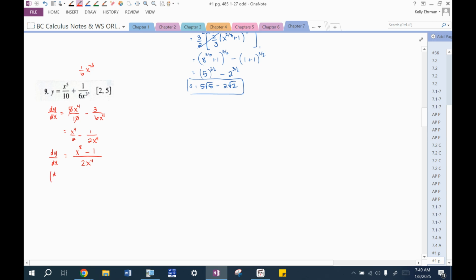Now when I square it, remember, most often when we have these polynomials and we're working with arc length, we're going to have a perfect square trinomial somewhere. So I do need to square out x to the 8th minus 1. If I square that out, x to the 8th times x to the 8th is x to the 16th. You're going to have minus 2x to the 8th and then plus 1. So that's just me squaring that binomial. And when you square this denominator, you get 4x to the 8th. Right? And then we're going to put this into our arc length formula.